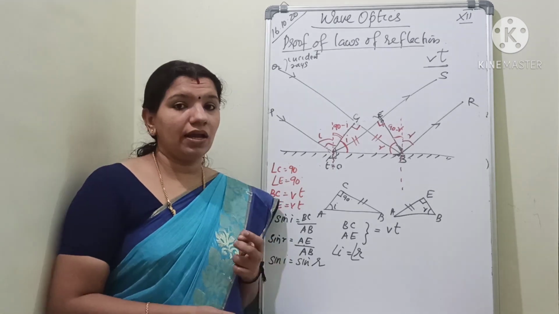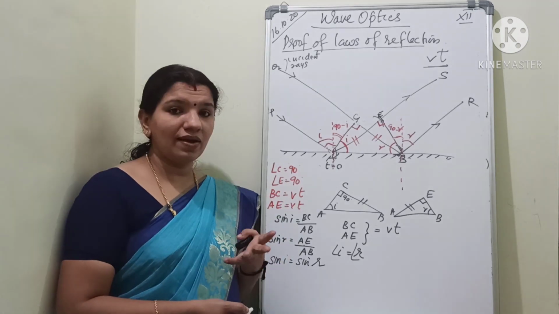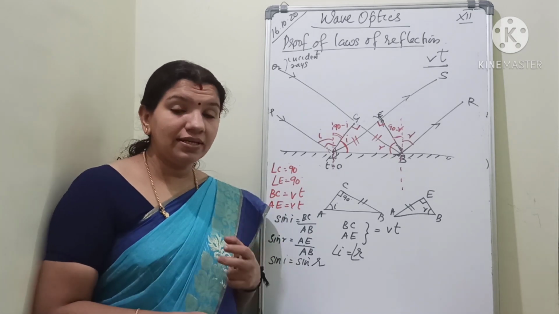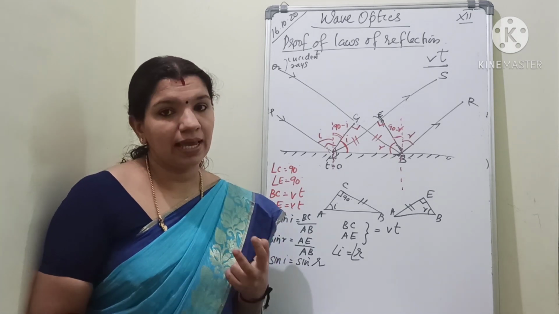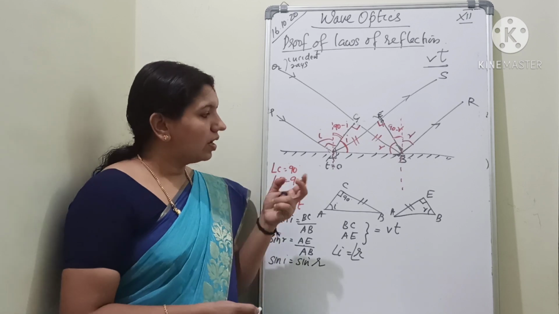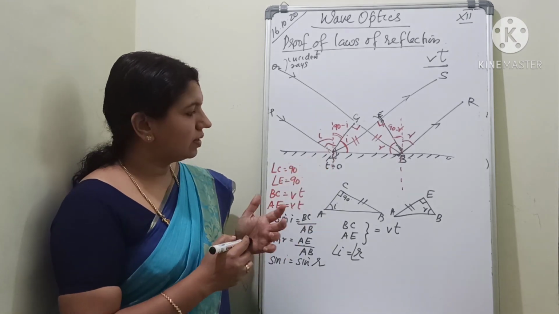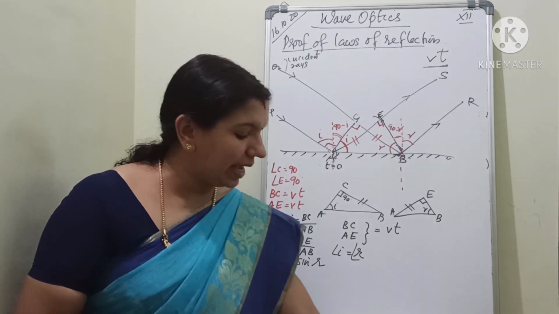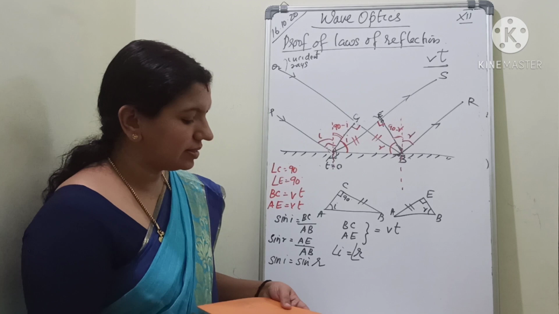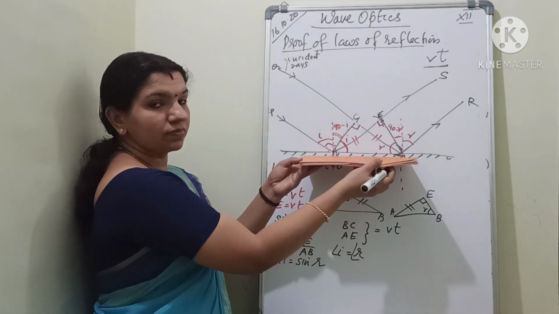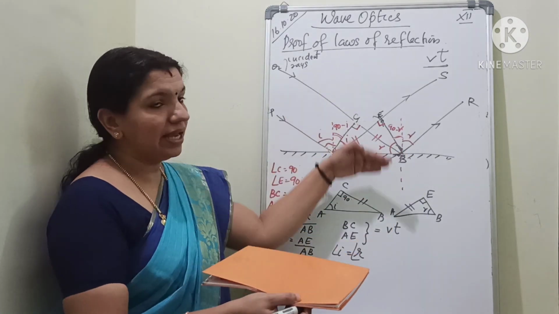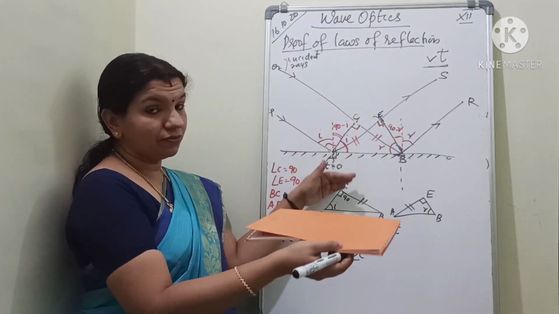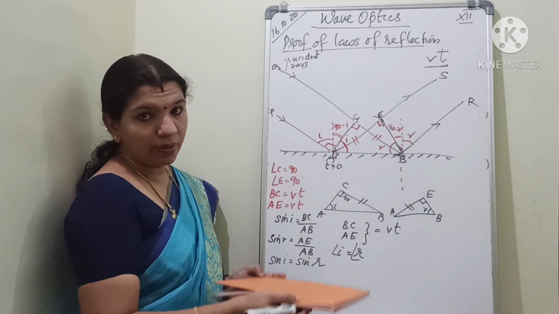Now what about the second law? The second law you have studied, that is, the incident ray, reflected ray and the normal lie on the same plane. Listen there. Here you know this AB is the plane surface. So this AB is actually like this, isn't it? To the plane of the board, AB is perpendicular.